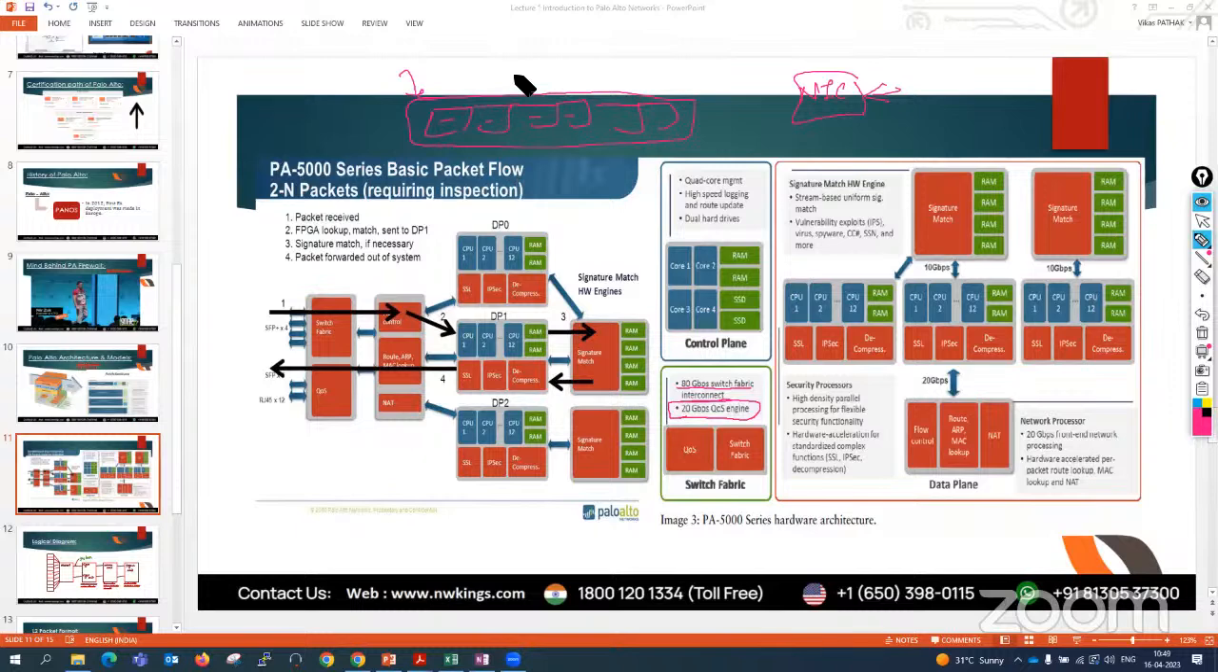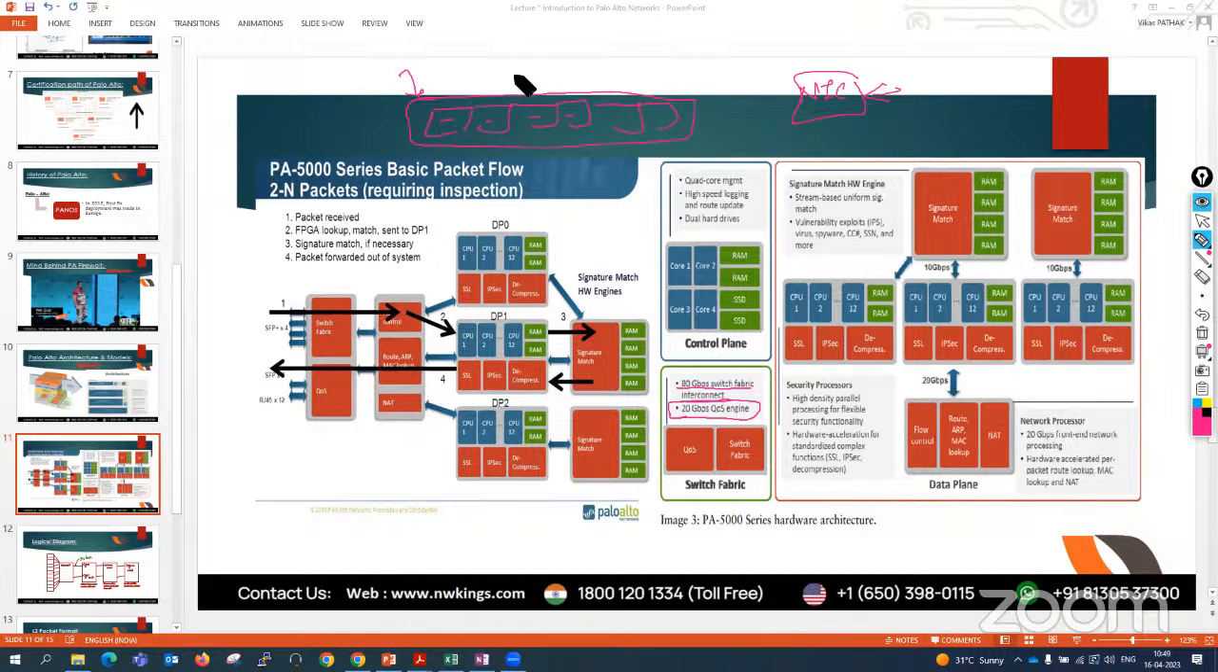Sir, is it for a single port or for the whole? For a single port. Okay. Suppose there are 8 ports, so. Sir, you have mentioned 80 Gbps of switch fabric, the speed has been conducted. What does the 20 Gbps engine mean? It has quality of service.